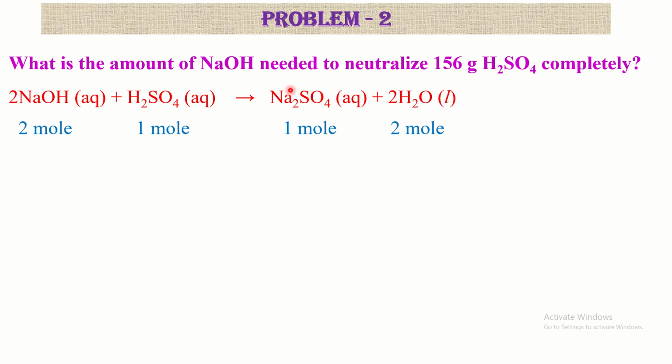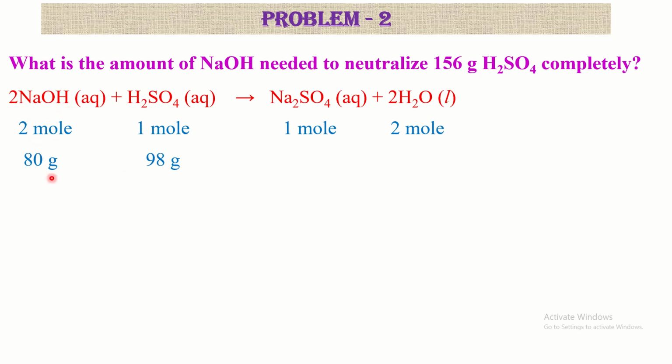So we will write here 2 mole sodium hydroxide, 1 mole sulfuric acid, 1 mole sodium sulfate, 2 mole water. Here the amount, that means in this calculation the mass is needed. So we will put the molecular mass here. The molecular mass of sodium hydroxide is 40.